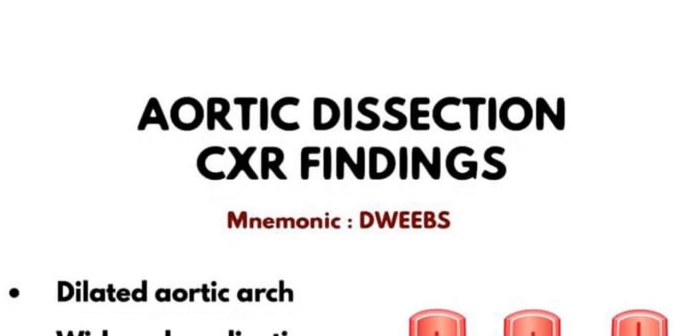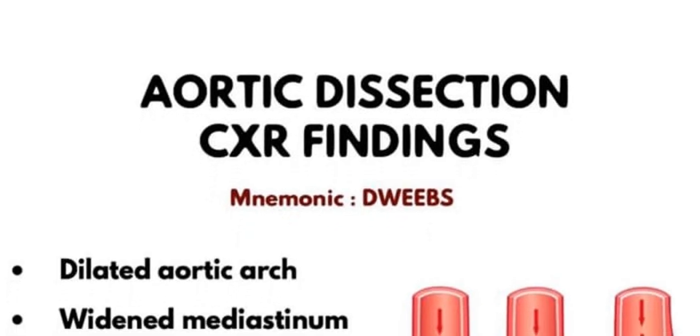Next one is the W. So W for the widened mediastinum. This is another feature of the chest X-ray of aortic dissection.